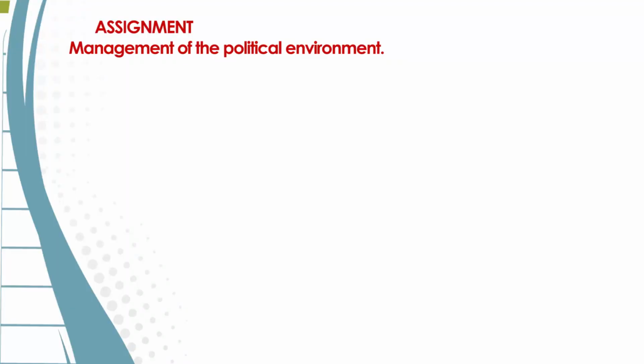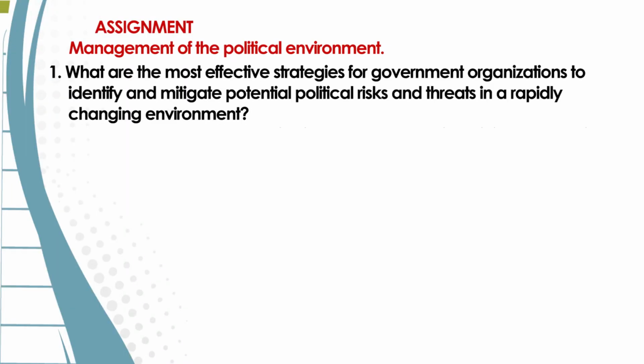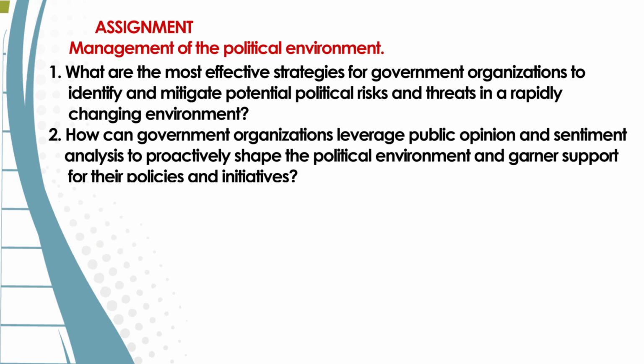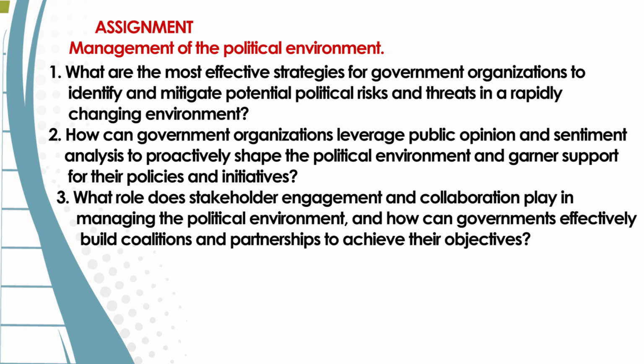Now I'm going to read to you today's assignment. Number 1, what are the most effective strategies for government organizations to identify and mitigate potential political risks and threats in rapidly changing environment? 2, how can government organizations leverage public opinion and sentiment analysis to proactively shape the political environment and garner support for their policies and initiatives? 3, what role does stakeholder engagement and collaboration play in managing the political environment, and how can governments effectively build coalitions and partnerships to achieve their objectives?